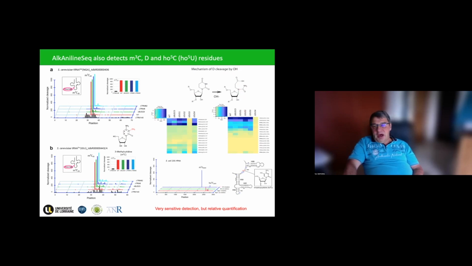And we also found that something happens with ho5C, which is a rare modified nucleotide in bacterial ribosomal RNA, and also with ho5U, which is an intermediate in the biosynthesis of complex modifications in the tRNA anticodon. So detection is very sensitive, but quantification may be a bit complicated because there is saturation of the calibration curve.